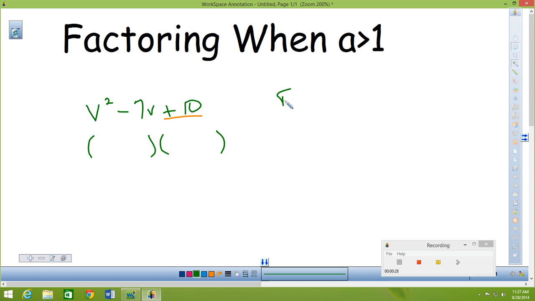So we're going to look for factors of 10 that have a sum of the number in the middle. So we want our two numbers to have a sum of -7. Factors of 10: 1 and 10, 2 and 5, and for 10, that's all of them. So I want to look for a combination that is going to give me 7.